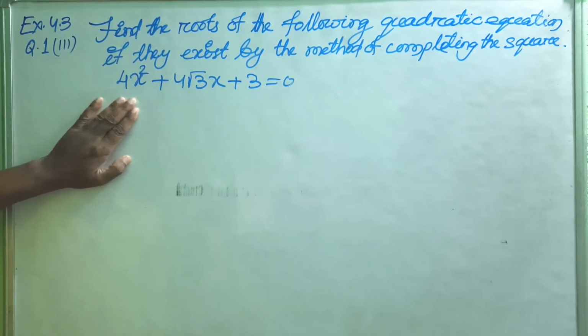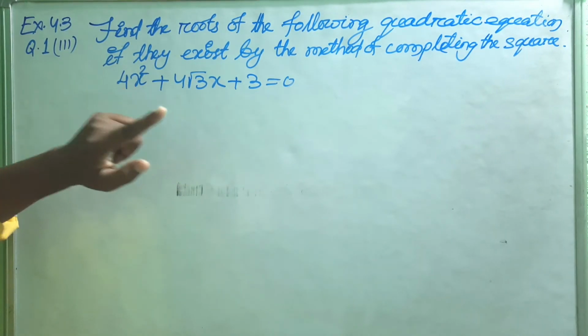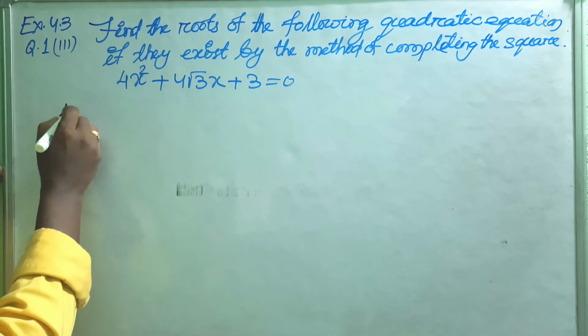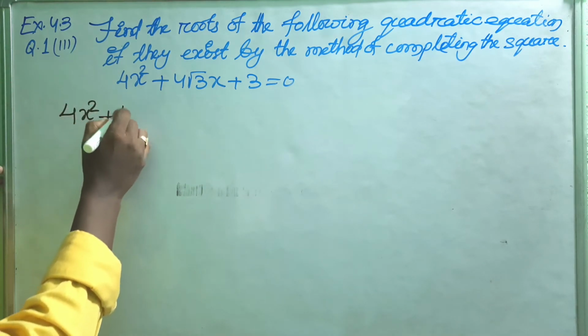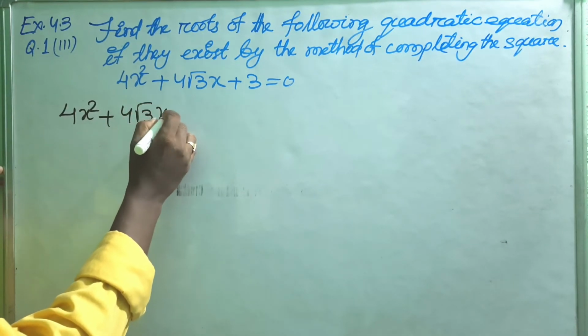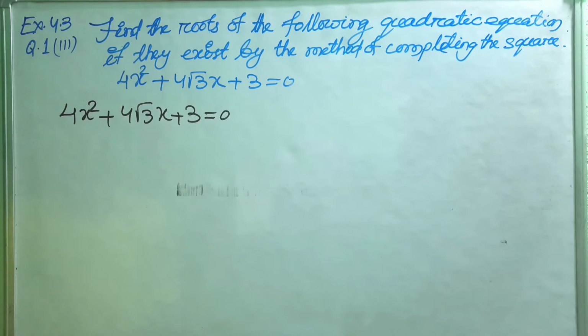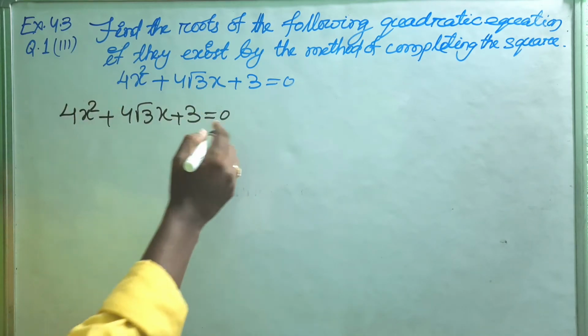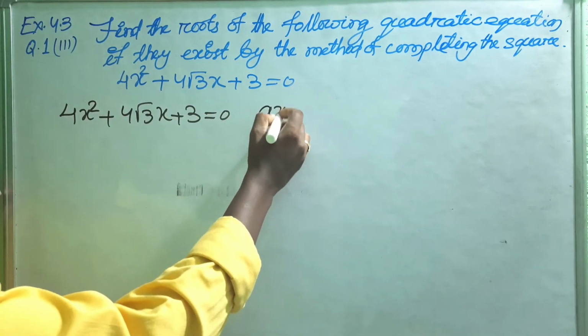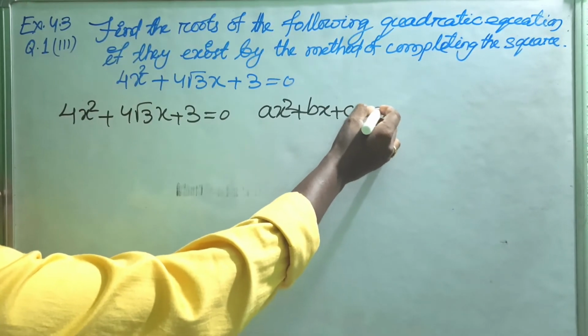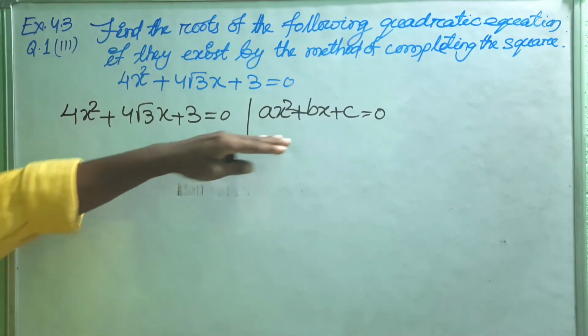Now guys, we will solve this quadratic equation by using complete square method. Okay, now write down the given equation. So this is the quadratic equation. Now what is the general form of quadratic equation? Ax square plus bx plus c equal to 0. Okay, so this is the general form.